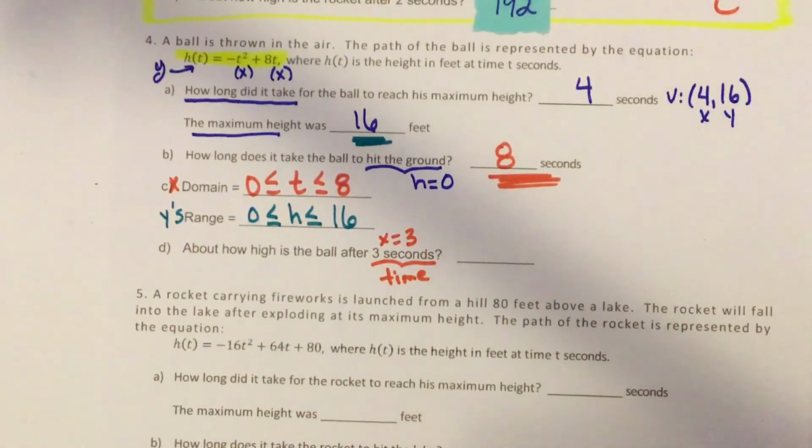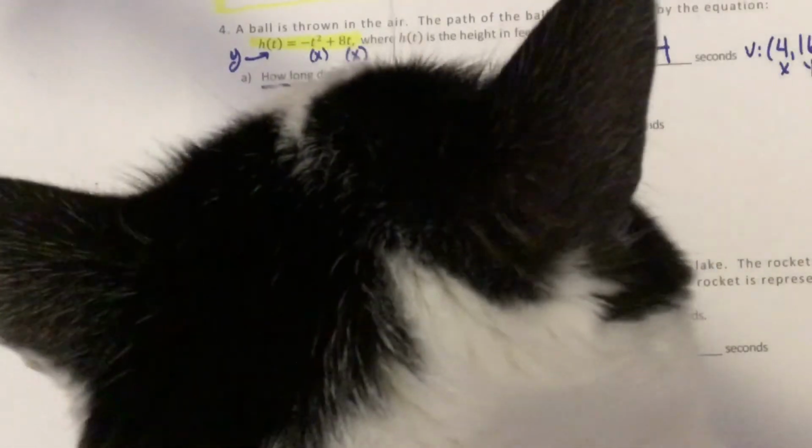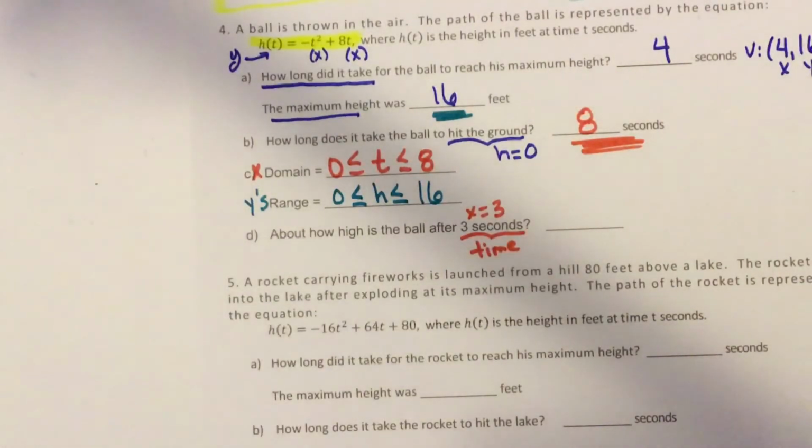First, I have to show you my kitty. I don't know if I can get her under the camera. Oh, there she is. Hello, I'm doing math. Okay, she did not like that. She doesn't like math either, people.